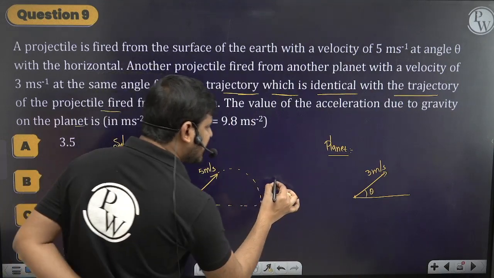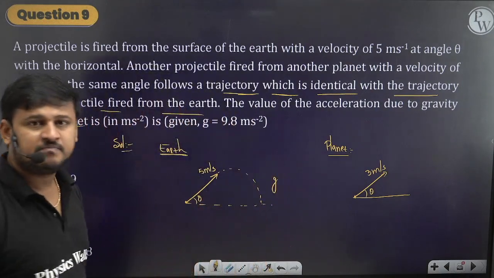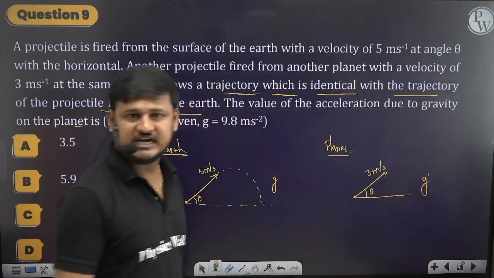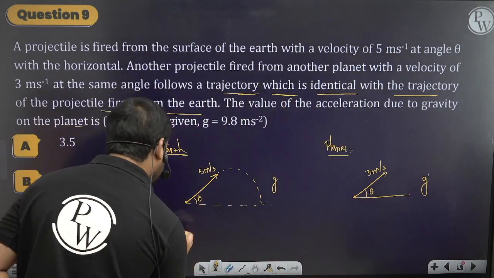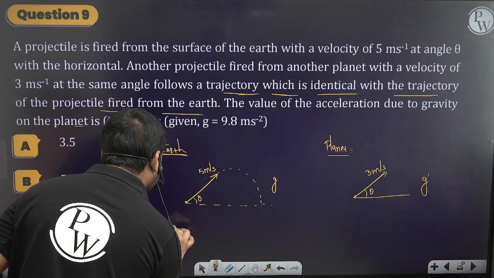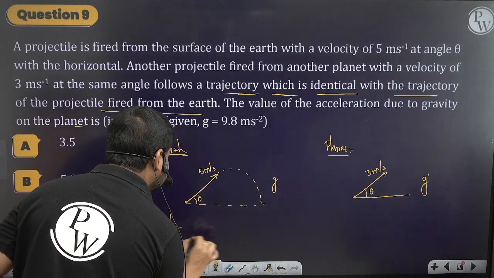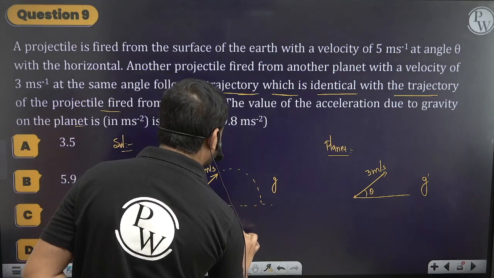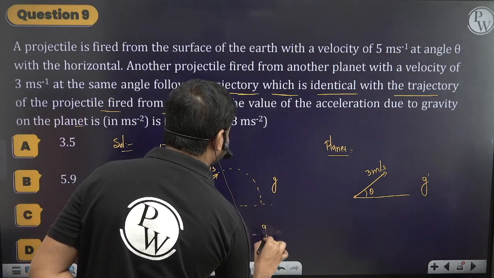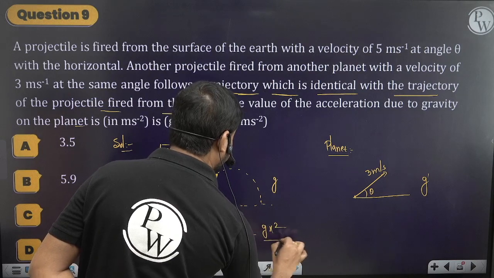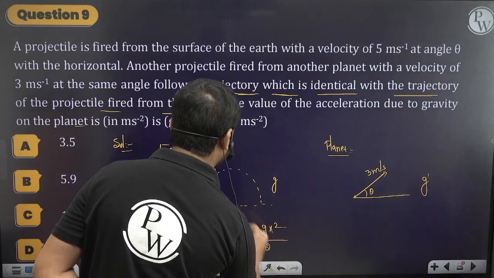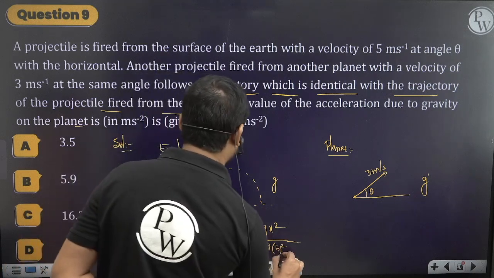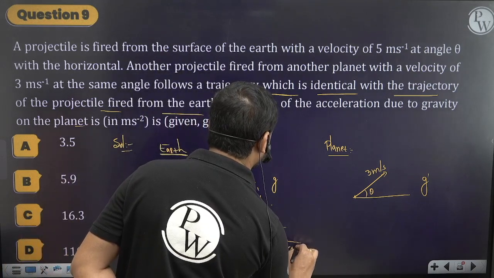But here the acceleration due to gravity is g. If the planet changes, the acceleration due to gravity will become g dash. That's the only thing. So therefore on the earth, now I can write the equation of trajectory. What is the equation of trajectory on the earth? y equals x tan theta minus g x square by 2 u square cos square theta, and in place of u, let's write 5 square.